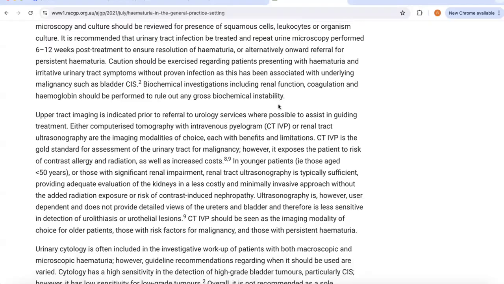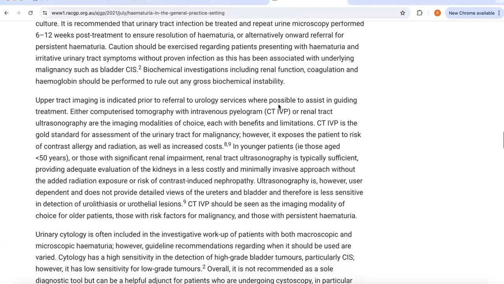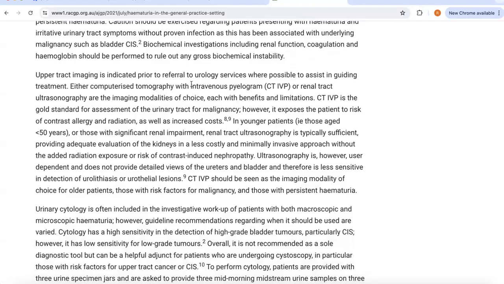If it is a UTI, then that's it. That means the patient had a UTI and that caused the bleeding. You will need to make sure that after the UTI has been resolved, you repeat the urine microscopy culture to make sure there is no more blood in the urine. In between, you can also do some biochemical investigation, which means a blood test to check the kidney function and the coagulation factors, making sure there is no biological abnormality.